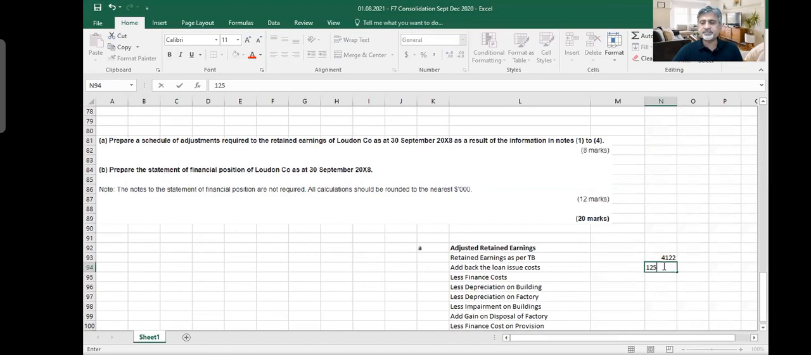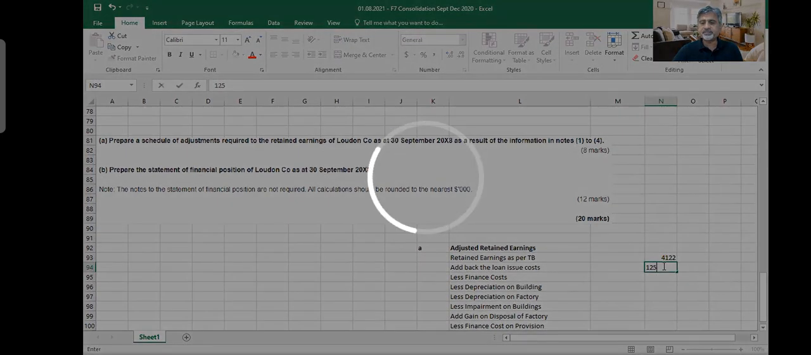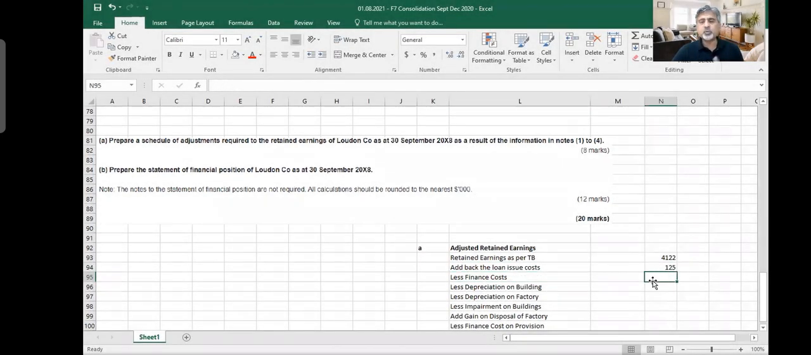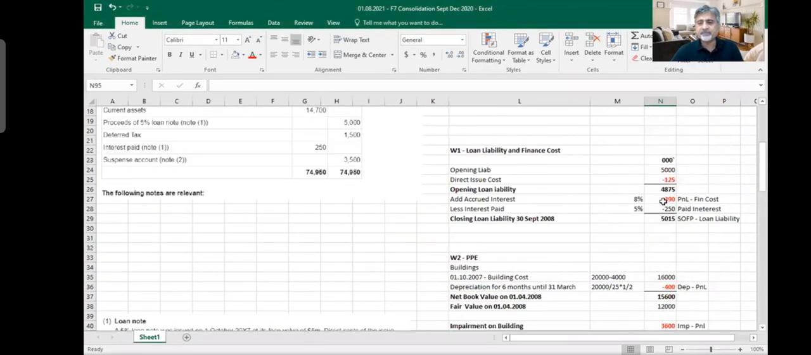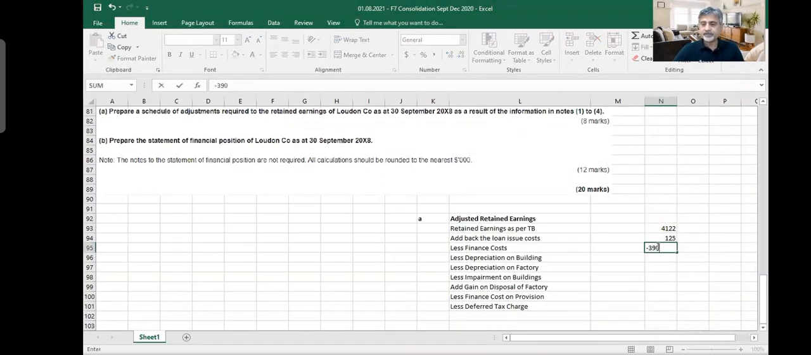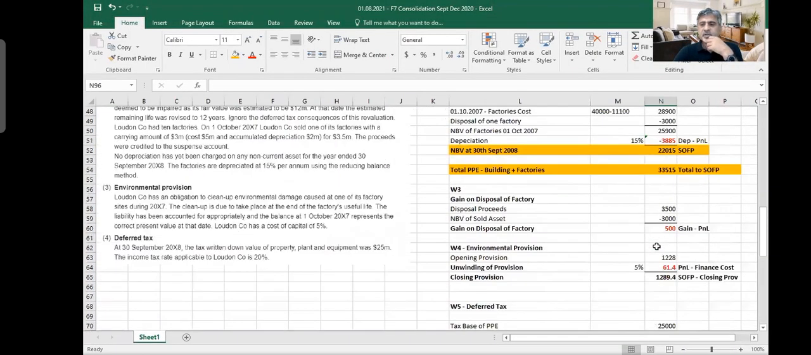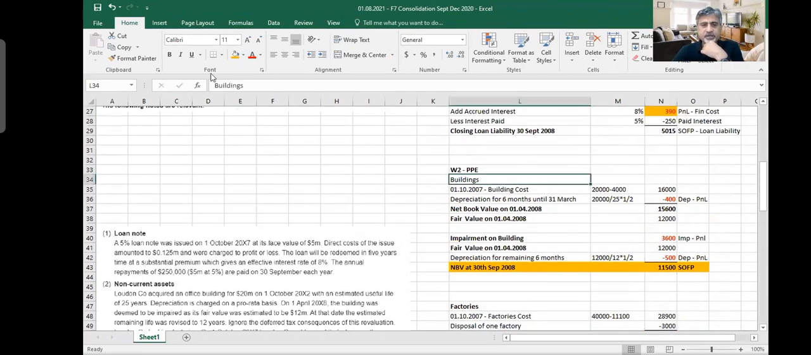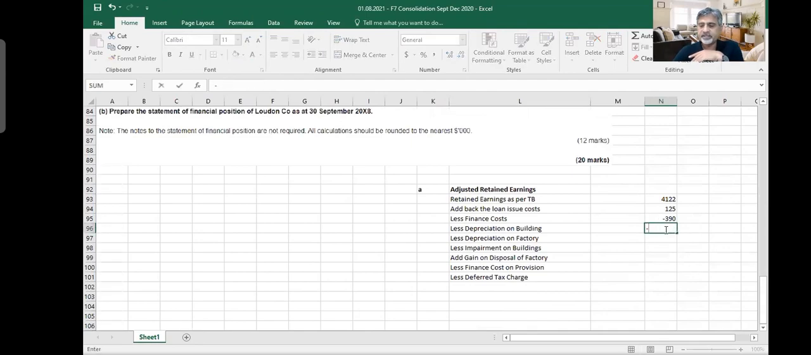Finance cost is going to decrease my retained earnings. Finance cost was 390, which you see here. I took this 125, and finance cost is subtracted, so I put minus 390. Then it says depreciation on building. On building, there were two depreciations, 400 and 500. So 900 depreciation we have to subtract. So minus 900.